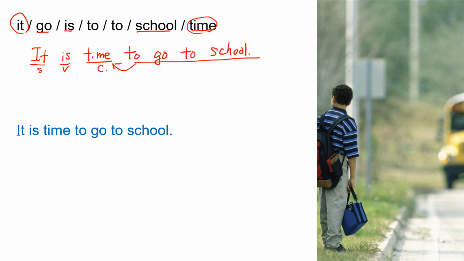So let's read this together. It is. And then T comes between two vowels, so it flaps. It is. It is time to go to. Time to go to. Here, go to, but T comes between two vowels, so it flaps. Go to. It is time to go to school.